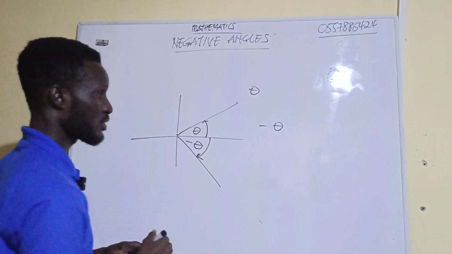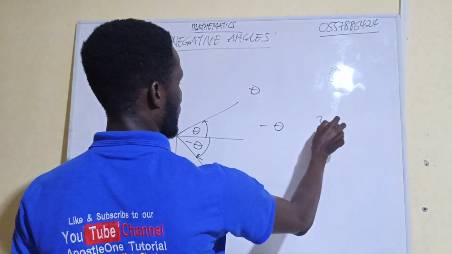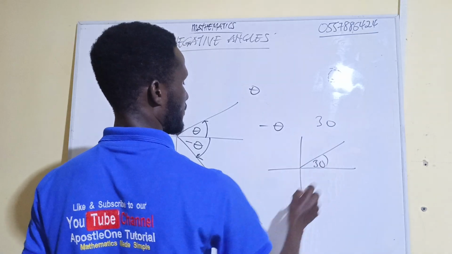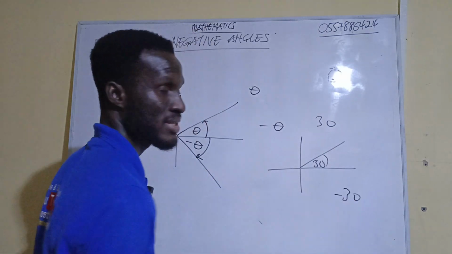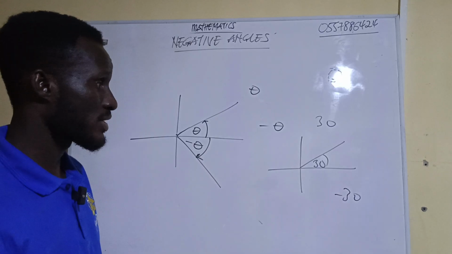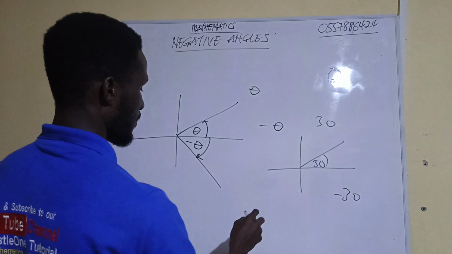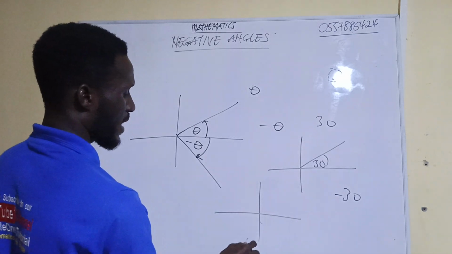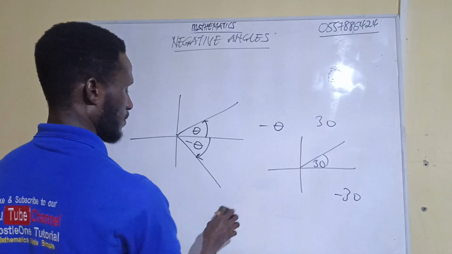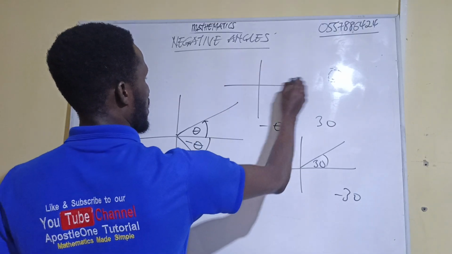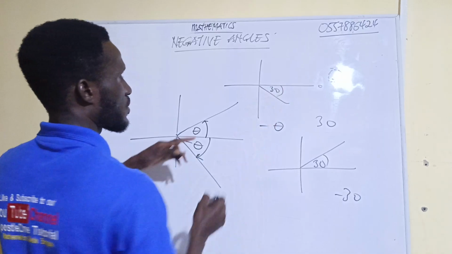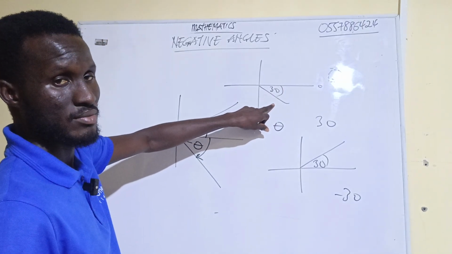In the clockwise direction. Example, if I have 30 degrees, 30 degrees will be an acute angle here. But if I'm looking for negative 30, it means I need to move in the clockwise direction 30 degrees. The negative means the clockwise direction. So I need to move in the clockwise direction 30, from 0 here up to 30. So this one will give me negative 30.